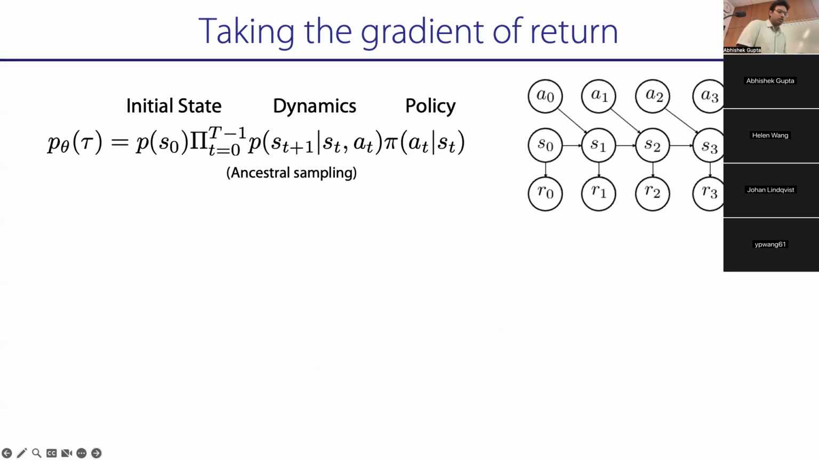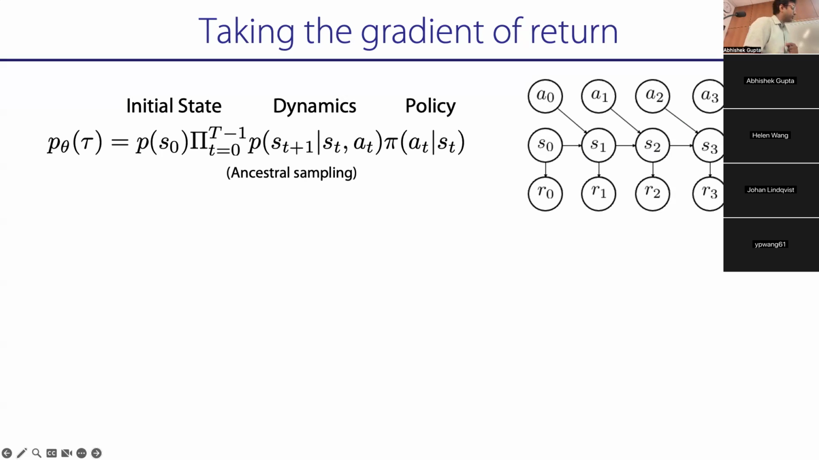So to remind everyone what p theta tau is, it's the likelihood of a trajectory, where a trajectory here is a sequence of states, actions, states, actions, states, actions, right? I'm not including reward here because we're assuming reward is deterministic. But if rewards were not deterministic, you would also sample rewards. So I'm going to assume rewards are deterministic functions of state.